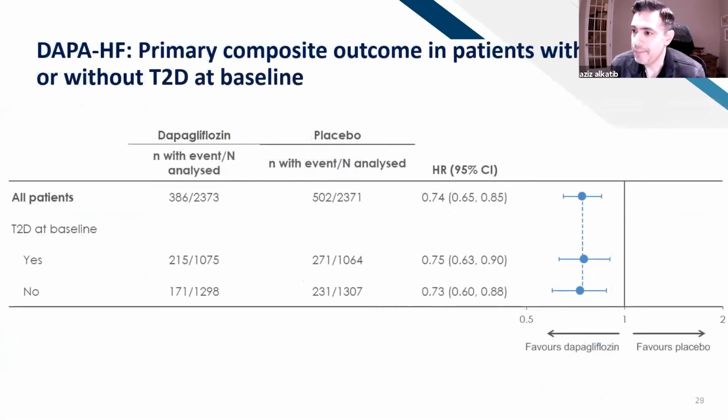Now, did it matter whether they were a diabetic at baseline or not? And as you can see, the benefits were similar in patients with and without diabetes, which again suggests that the mechanism of benefit here was completely independent of glycemic control. So heart failure patients benefit whether or not they are diabetics.